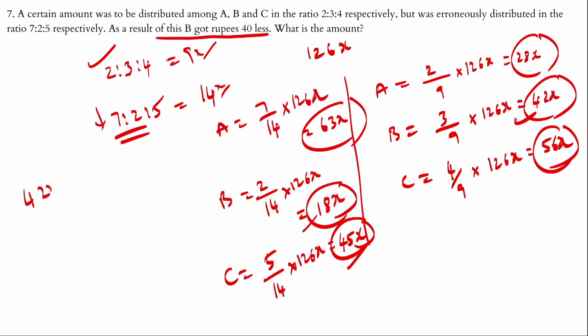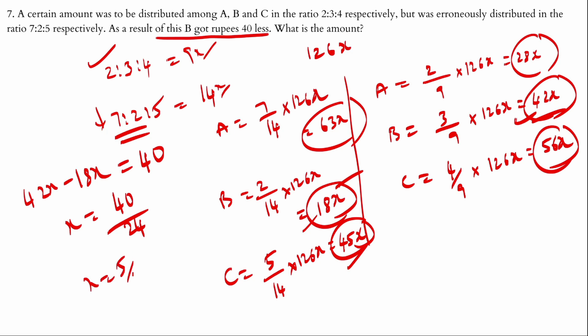So 42x minus 18x, this 42, this 18, this difference is 40 rupees. So x is equal to 40 by 24. So x is equal to 5 by 3. What is the number? 5 by 3 of 126.